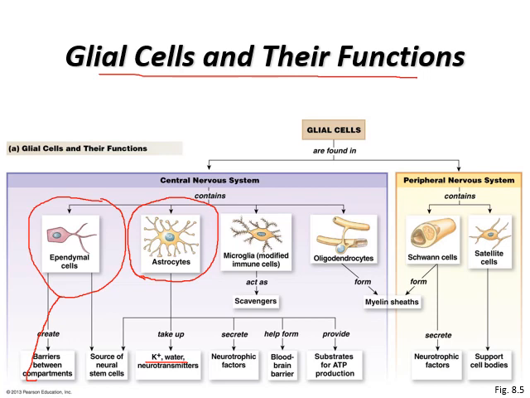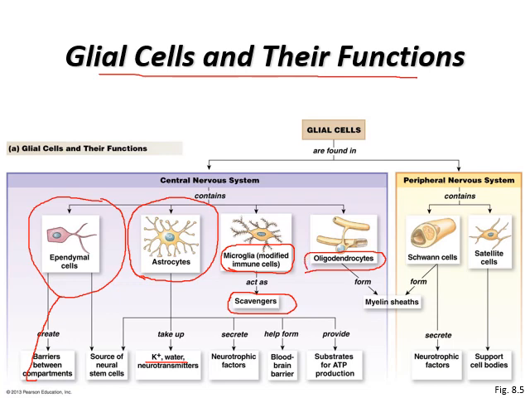And then there are also the microglia. These are the resident immune cells in the brain. They're also scavengers. If anything foreign comes into the central nervous system, the microglia are there to start the immune response. And lastly, there are the oligodendrocytes.